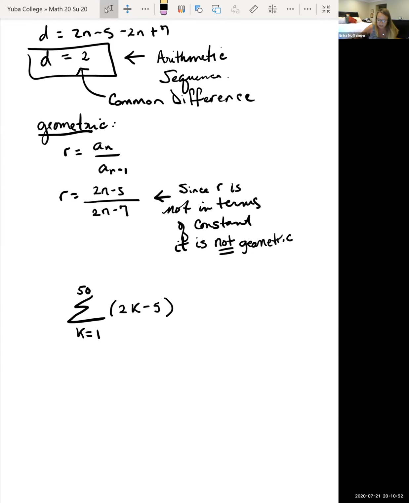I'm just going to go through this. Well, there's a couple ways we can do this. I'm going to give you the formulas. And so we can do it by using rules of our summations and break this down. Because really, this is the same thing as 2 times the summation of k equals 1 to 50 of k, minus the summation of 5, k equals 1 to 50.